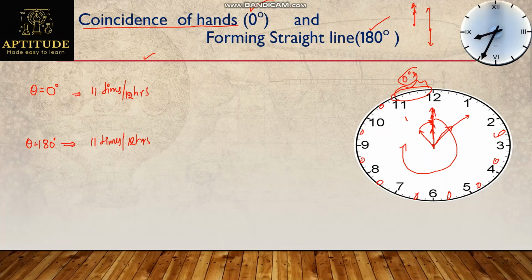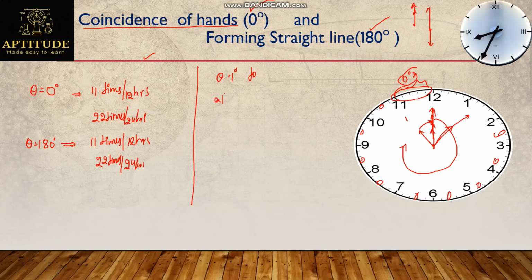11 times for 12 hours means I can say 22 times for every 24 hours, that is 1 day. So for 1 day we'll form these angles only 22 times. And what about other angles, like starting from theta equals 1 degree to all other angles other than 0 and 180? How many times will we be forming them?